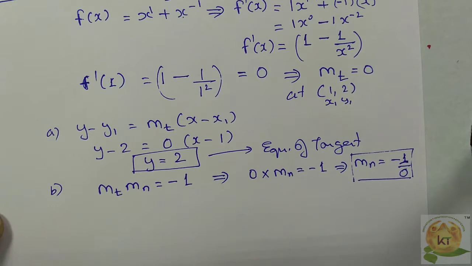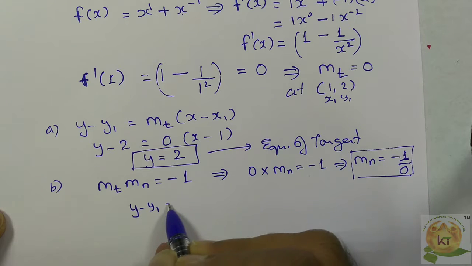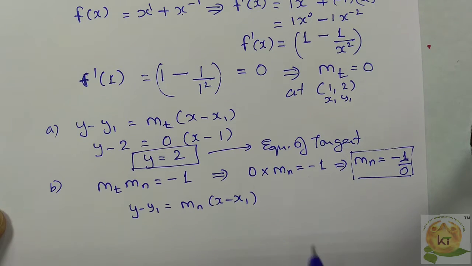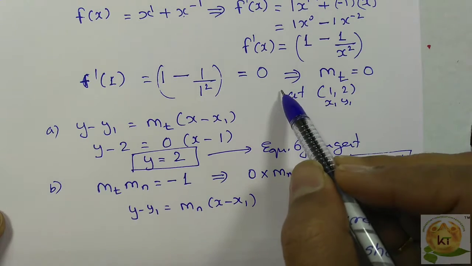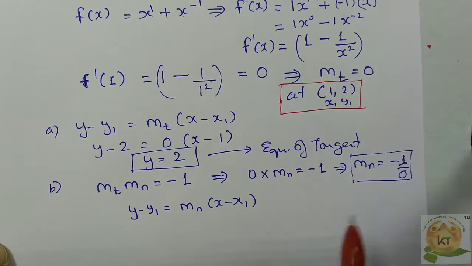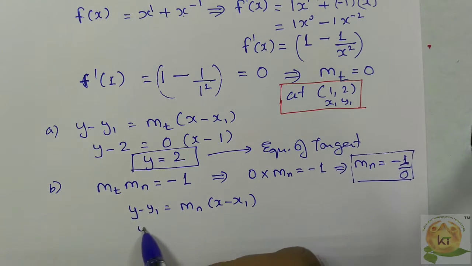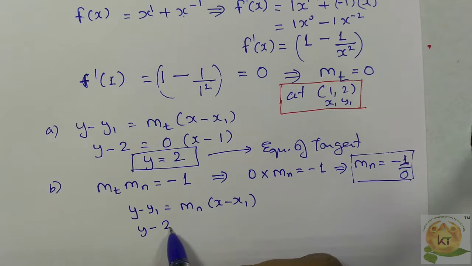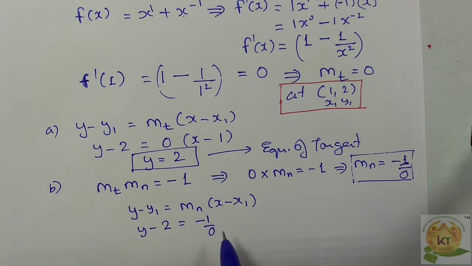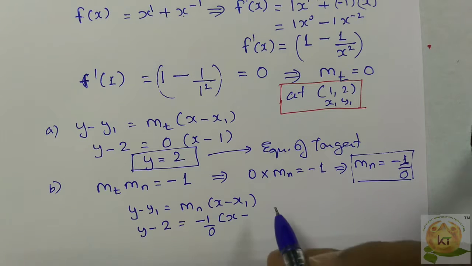Now let's find the equation of the normal. Again, we are going to use the equation y minus y1 is equal to mn into x minus x1, and I know that both tangent and normal are passing through this point only. Let me mark it with red so that you can know. Both tangent and normal are passing through the point (1, 2), so my (x1, y1) remains the same. Now y minus y1, that is 2, is equal to the gradient of the normal, -1 over 0. Now you understand why I am taking it as -1 over 0 and not as infinity, because if I take it as infinity I won't be able to find the right equation of the normal.